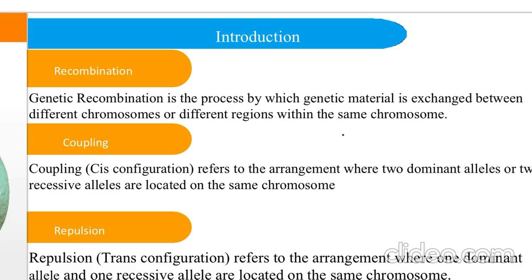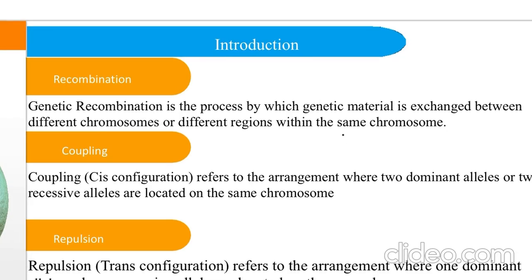But before we proceed, let's define some terms. What is genetic recombination? This is the process by which genetic material is exchanged between different chromosomes or different regions within the same chromosome. We also need to know about coupling. Coupling refers to the arrangement where two dominant alleles or two recessive alleles are located on the same chromosome. Coupling orientation is also known as cis configuration.